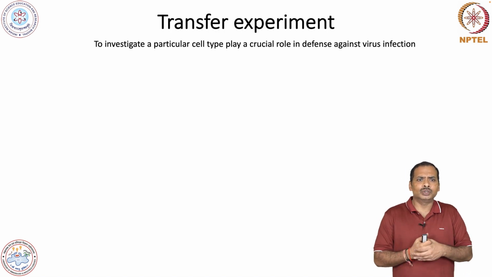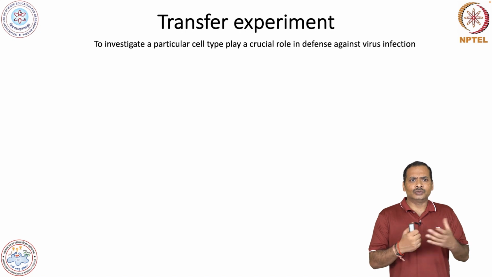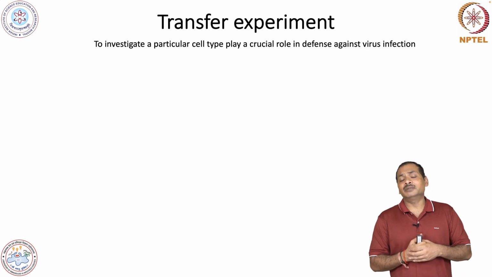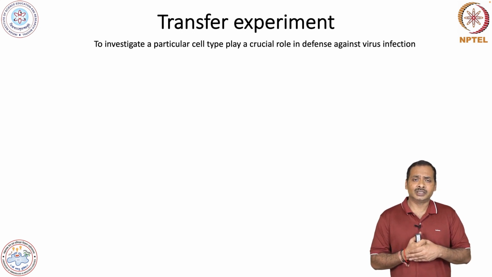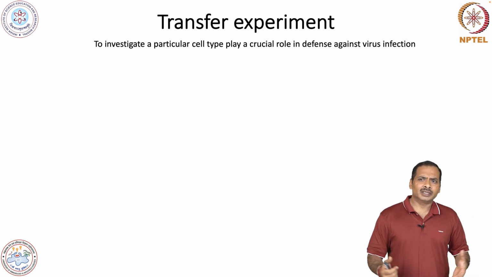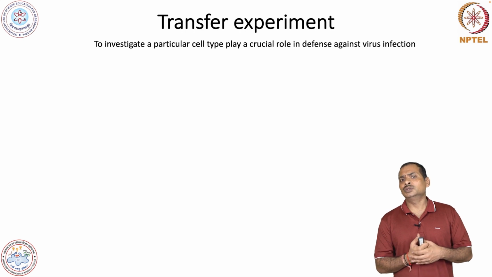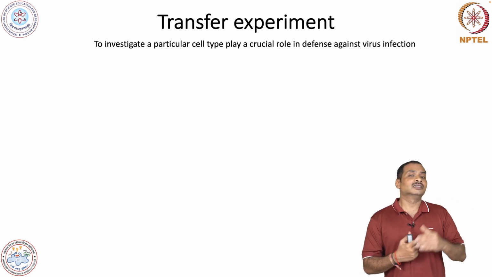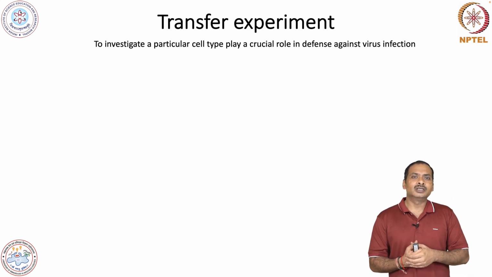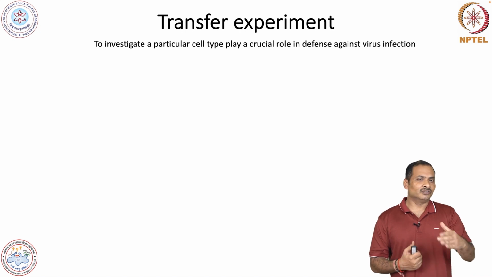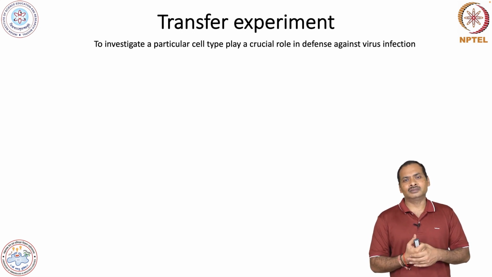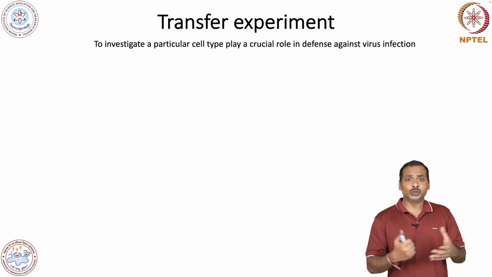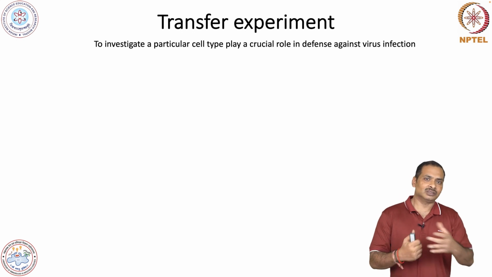Okay. So, using this strategy, I will explain one experiment. For example, you want to investigate a particular cell type that plays a crucial role in defense against viruses. Okay. By a lot of experiments, you are speculating that this particular cell type is playing a very important role in defense against, say, some particular virus. Okay. Let's take an example of NDV, Newcastle disease virus, okay, which is not pathogenic to humans.